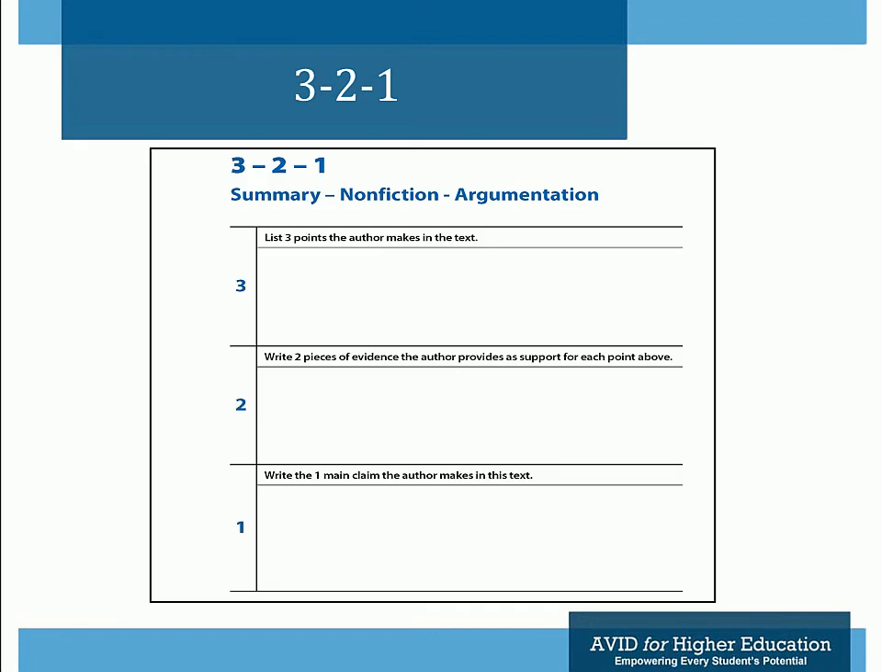For example, for a nonfiction argumentation text, the handout will ask students to provide the following. The first section will ask students to list 3 points that the author makes in the text. The second section requires students to identify 2 pieces of evidence that the author provides for support. The third section prompts students to write 1 conclusion or claim from this text.